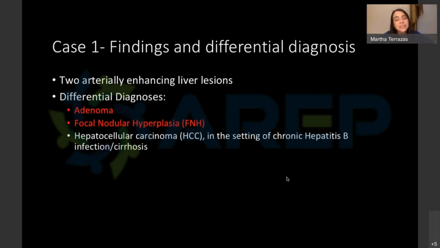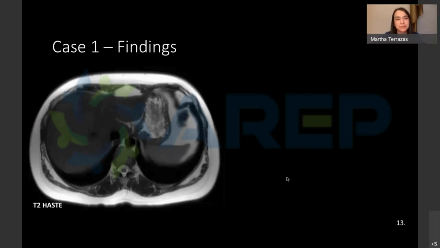And then, of course, if we did have the history that this patient had a chronic hepatitis B infection or cirrhosis, then we would be thinking of hepatocellular carcinoma, which would be covered in a different lecture. And also metastasis, right? You can throw metastasis in the differential for any enhancing liver lesions. And it's also good to think, could this be metastasis, especially if the patient has a history of some sort of malignancy.